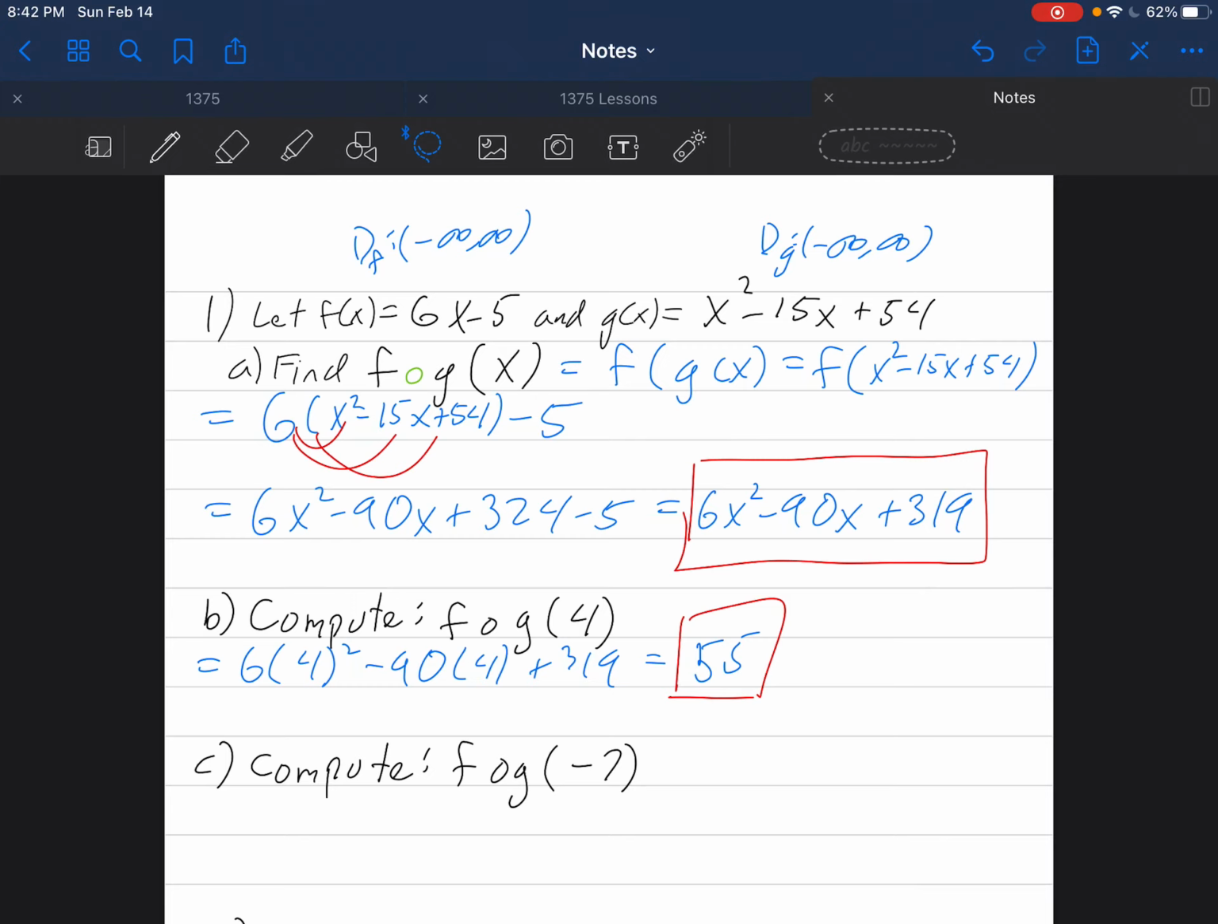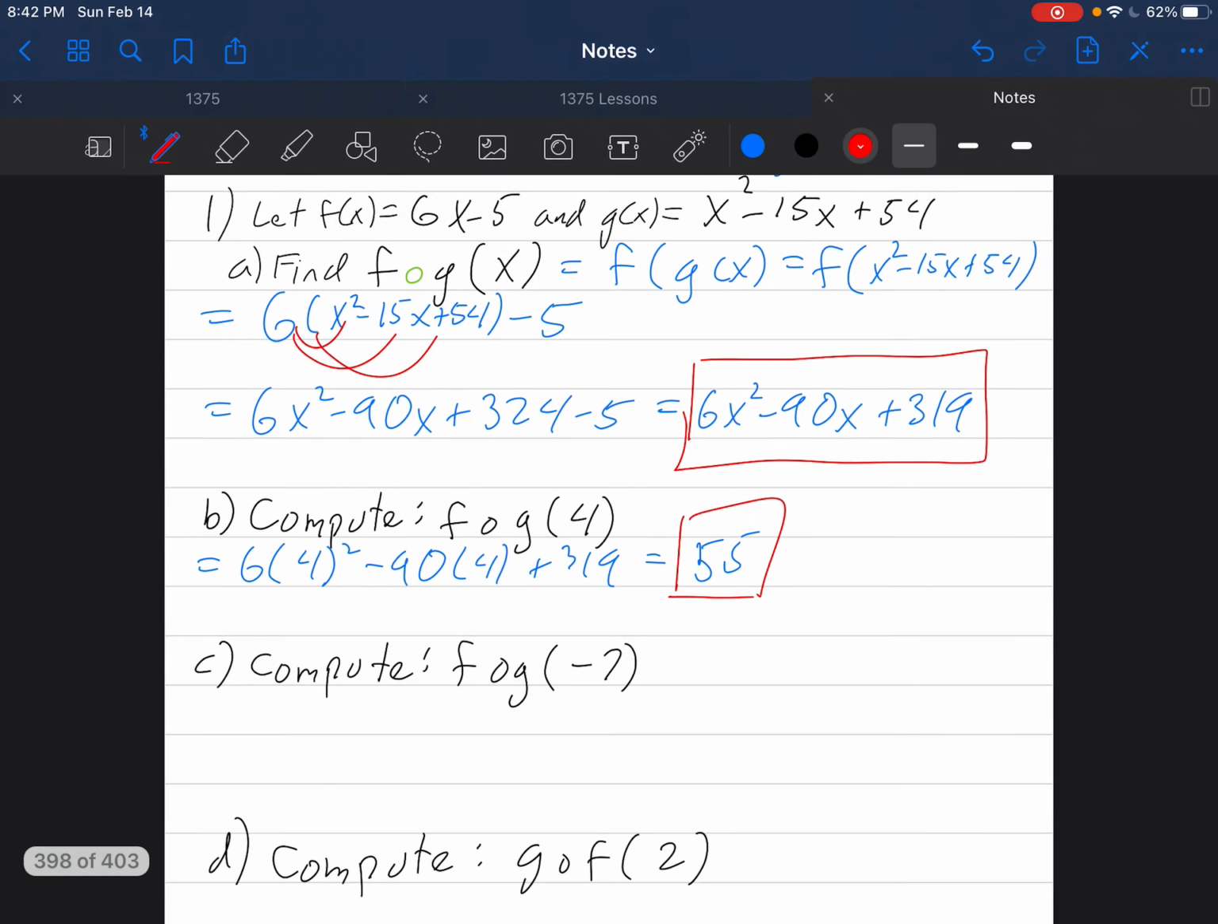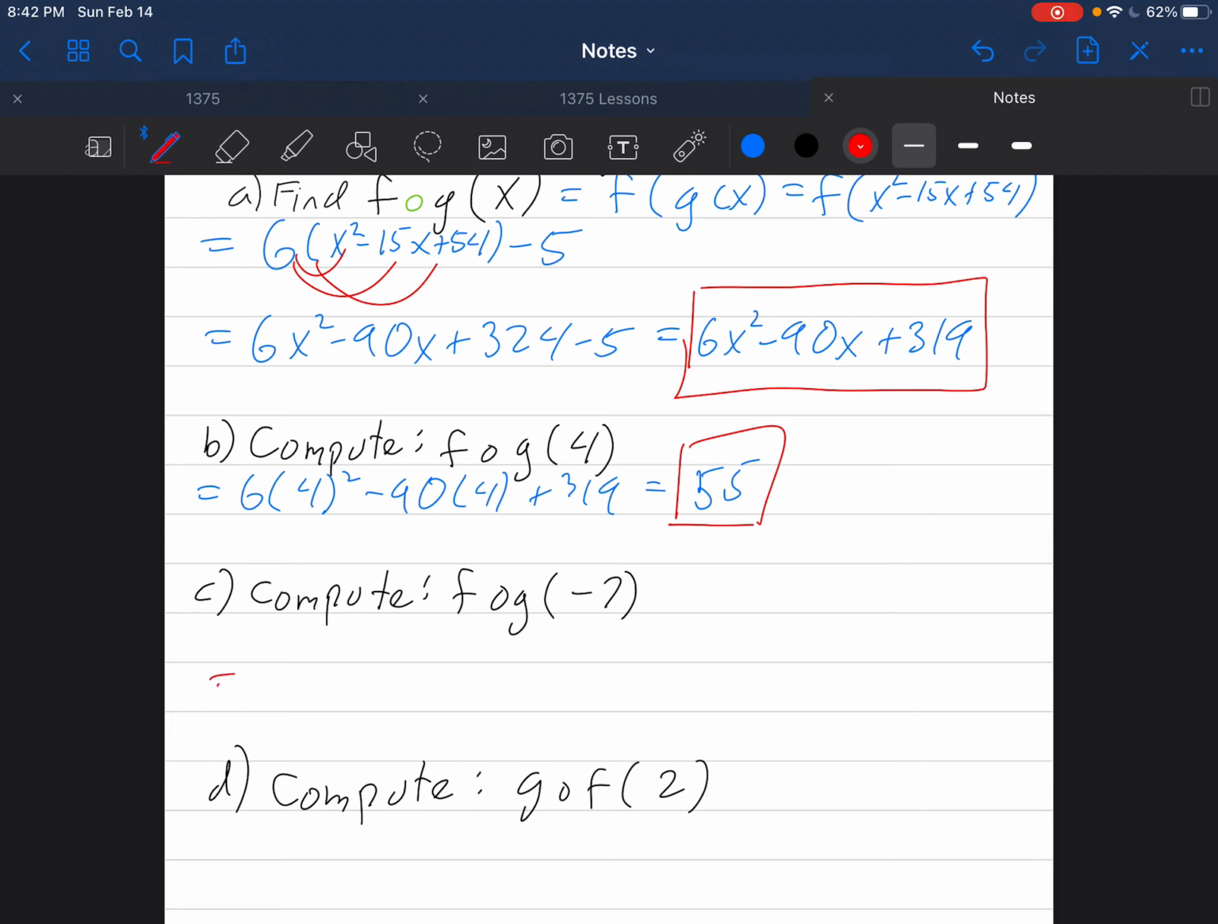And again, computing f circle g of negative 7 is going to be the same thing as plugging in negative 7 for x. Six times negative 7 squared. Remember, negative 7 raised to the second power is going to be a positive 49, because a negative times a negative is a positive. And this works out to be 1,243.